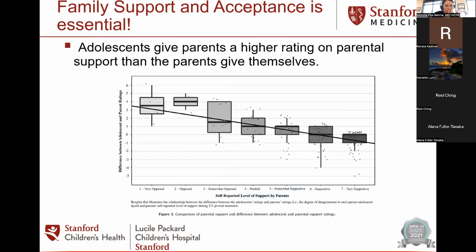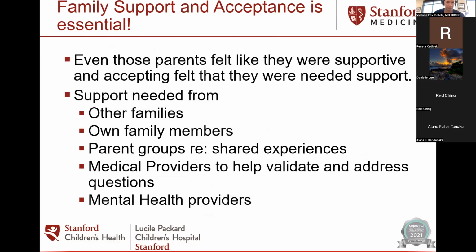And when we asked, the adolescents actually rated their parents to be more supportive than the parents really rated themselves. So parents are always kind of harder on themselves. The support that they were getting from their parents was always about 1 or 2 points higher than what the parents would say they were giving. And it also shows that even those parents who felt like they were supportive and accepting were hiding the support that they really needed. And they really felt like they needed mental health support, other people to talk to.